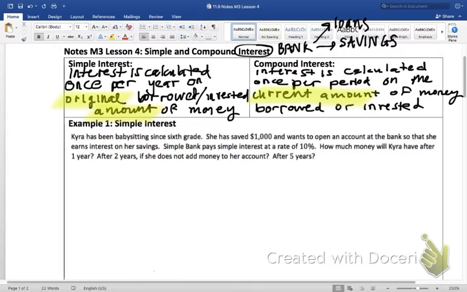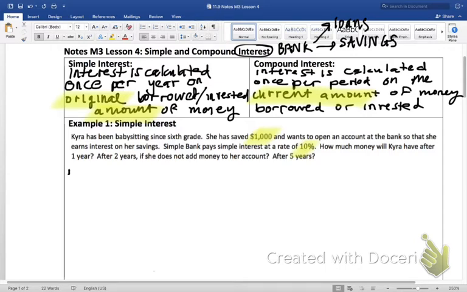So if we look at example 1, it's an example of simple interest. Kyra has been babysitting since the 6th grade. She has saved $1,000 and wants to open a bank account so that she will earn interest on her savings. Simple Bank pays simple interest at a rate of 10%. How much money will Kyra have after 1 year, after 2 years, after 5 years, if she does not add money to her account? We have a bunch of questions to ask, and we're going to try to establish what the pattern is here.